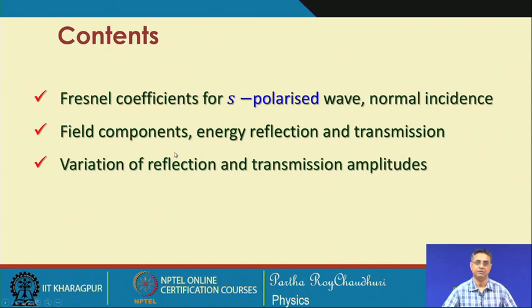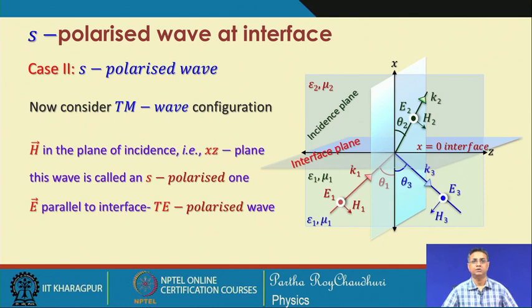Then we will continue our discussion with the various field components, the magnetic field components and electric field components in the transmitted and reflected wave. Then the energy reflection and transmission of this s-polarized wave. Then we will compare the variation of the reflection and transmission amplitudes as a function of the incident angle. This s-polarized wave we will call case 2, because we have considered case 1 as the p-polarized wave.